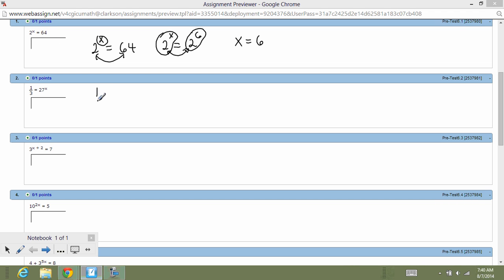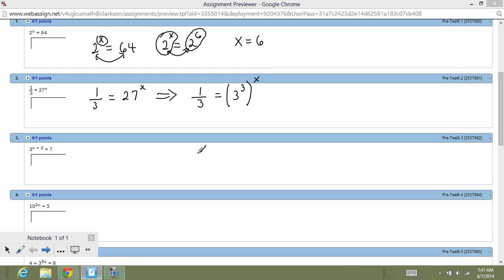Now, the second one, where a lot of people first had difficulty, we have 1/3 equals 27 to the x power. Now, are 3 and 27 exponentially connected? Well, that's not too big a hurdle. It should have been fairly apparent that 27 is 3 to the third power. So I'm replacing the 27 by 3 to the third, and then that is being raised to the x power.